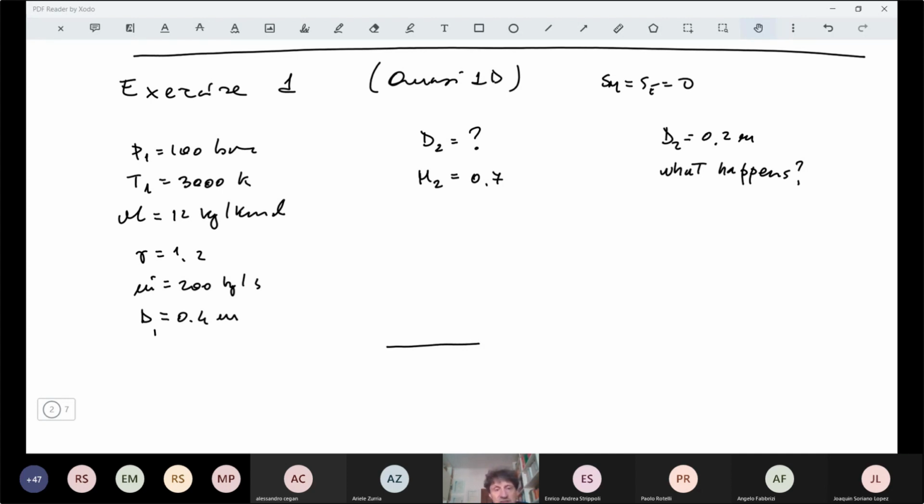So of course velocity is hidden in the mass flow rate, and the area is of course given through the diameter, and we have two state variables, so we have all state variables. So we know the speed of sound, we know the density, we know everything we need.